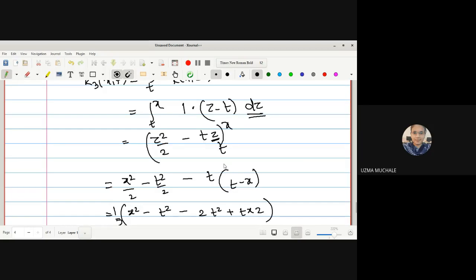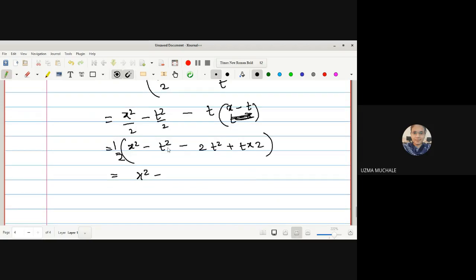Y plus 2t square, t z. Okay, here I have written the limits of integration in reverse. It is minus minus plus, x minus t, correct. Upper limit minus lower limit, so x minus t. So this will be minus 2tx, minus minus becomes plus 2 times t square.